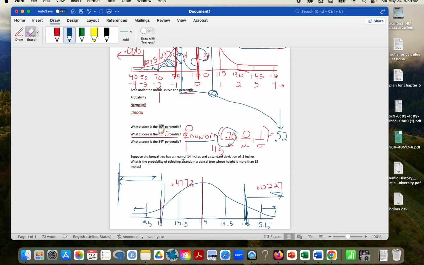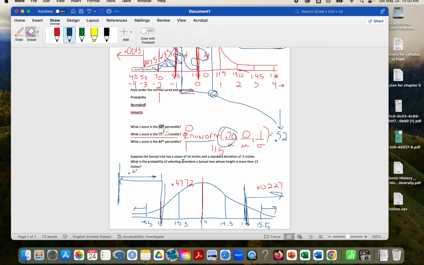Our lower is negative infinity, and we don't really have an infinity button. So what we do is type the negative button. Now don't hit the subtract key. The subtract key is on the column on the far right. The negative key is down at the bottom, below the 3. You're going to hit the negative key, then a 1 with a ton of zeros. I've put negative 1,000,000. Then our upper is going to be 13, and leave the mean 14 and the standard deviation 0.5. We hit paste, and we get 0.0227 again.